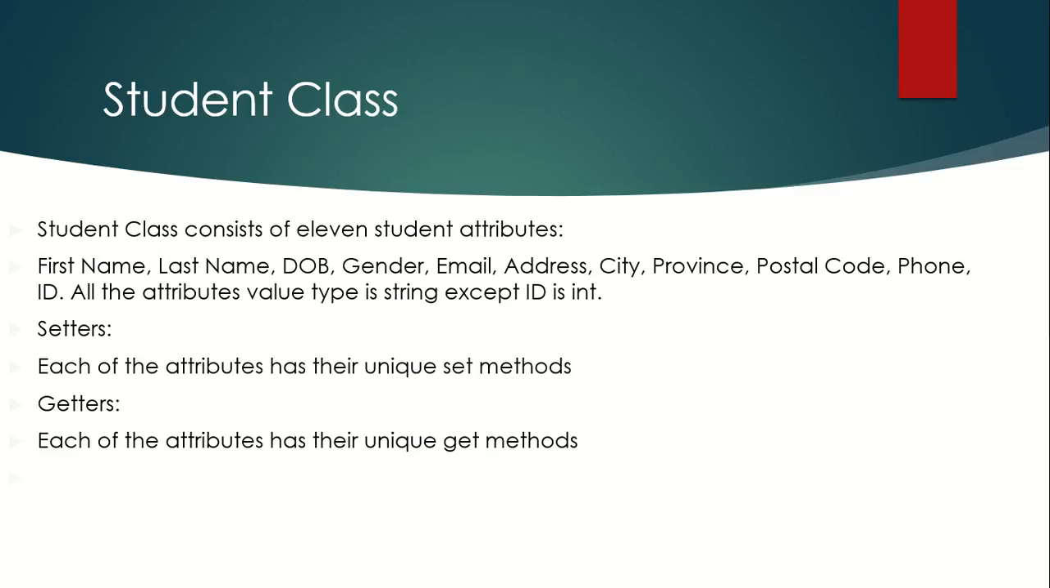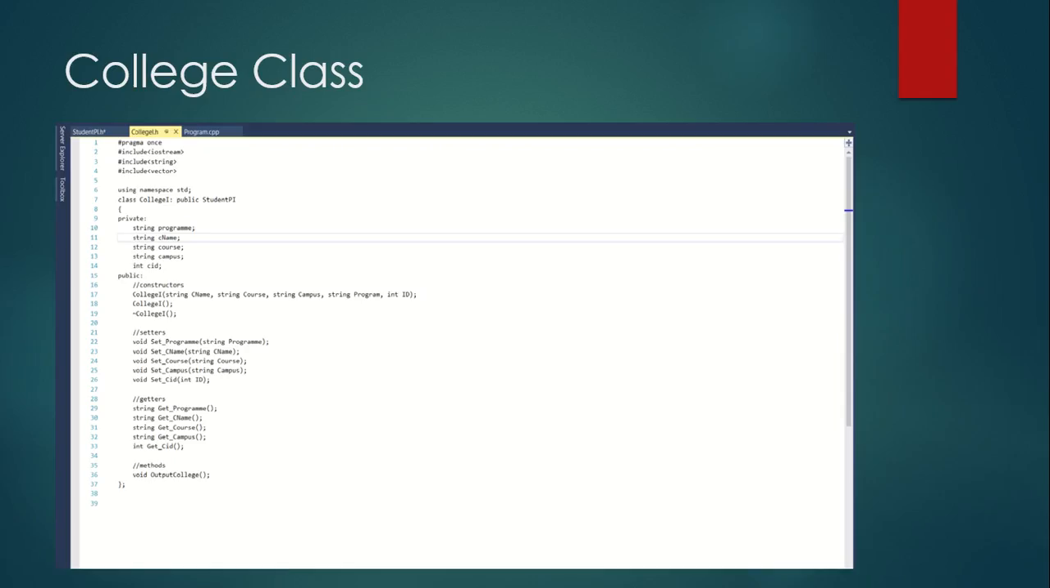Setters. Each of the attributes has its own unique set method. The getters. Each of the attributes has its own unique get method.